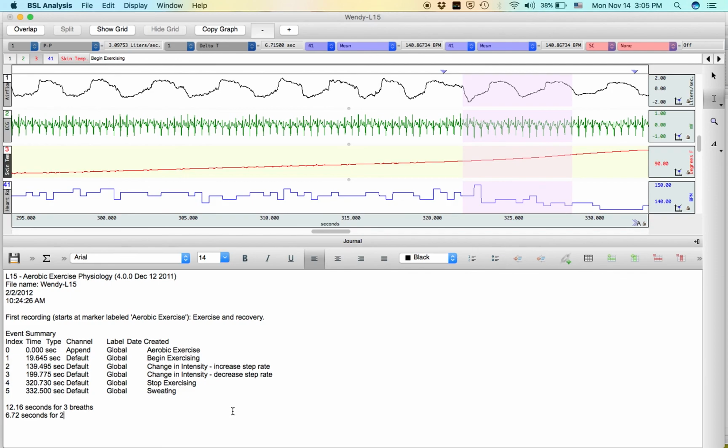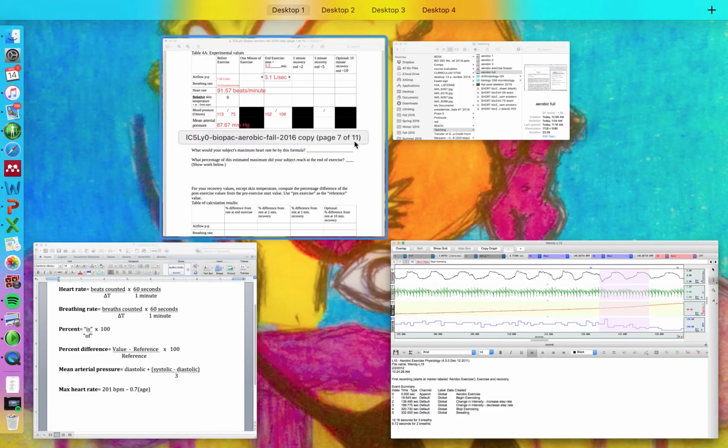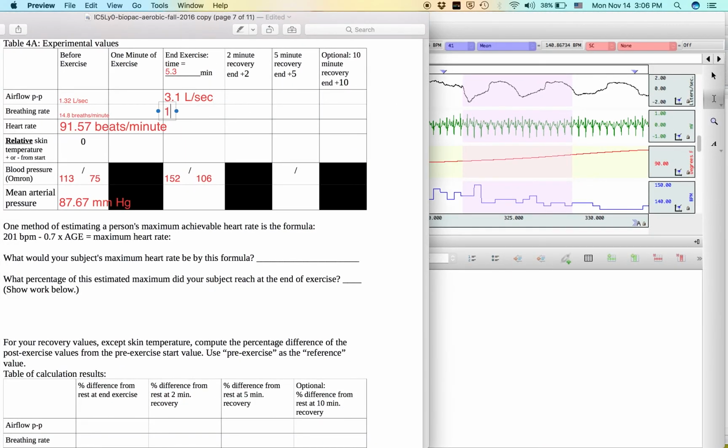seconds for 2 breaths. So now we're going to do 2 breaths divided by our delta T, which is 6.72 seconds, 0.29 or 0.30, whatever you want to do there. And we're going to multiply that by 60 seconds over 1 minute. We get 17.86 breaths per minute.